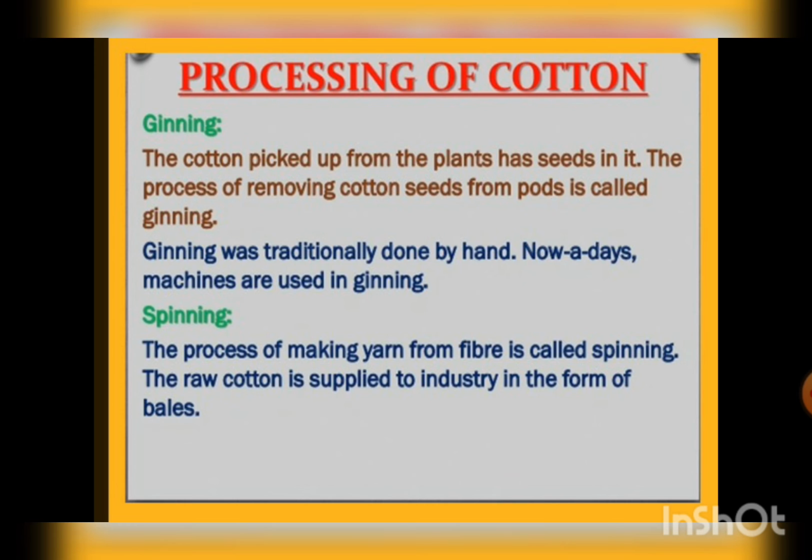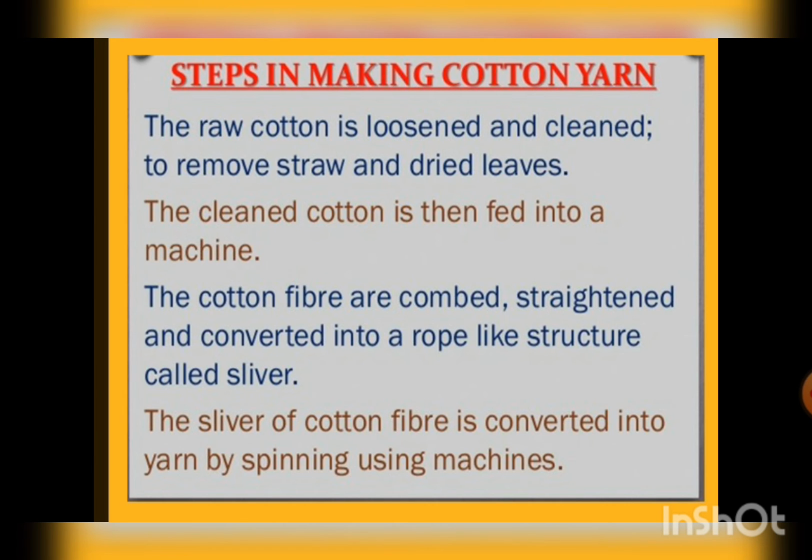Now next one is the spinning. The process of making yarn from the fiber is called spinning. The raw cotton is supplied to the industry in the form of bales. Now steps to making cotton yarn. Raw cotton is loosened and cleaned to remove the straw and dried leaves. Then the cotton is fed into the machine. The cotton fibers are combed and straightened and converted into a rope-like structure called sliver. The sliver of the cotton fiber is converted into yarn by spinning using machines.